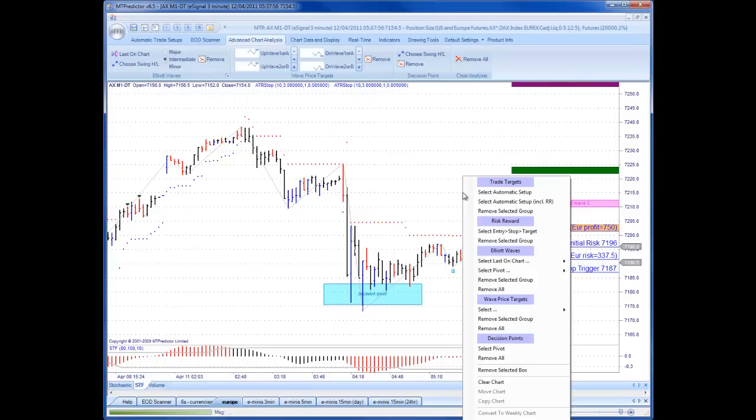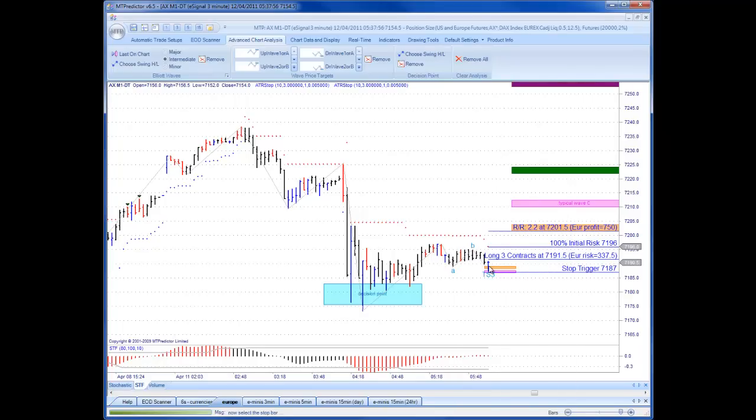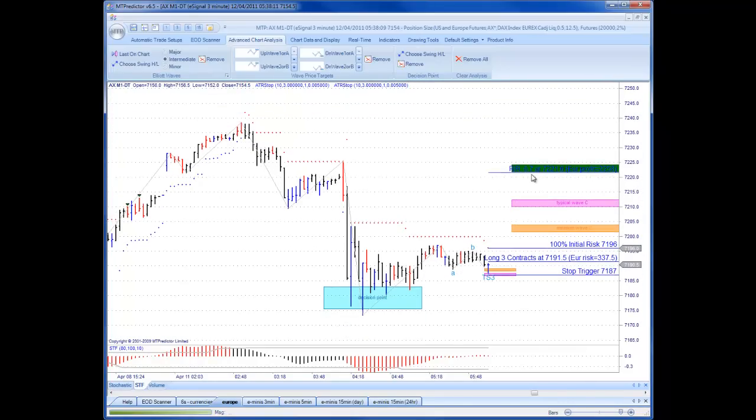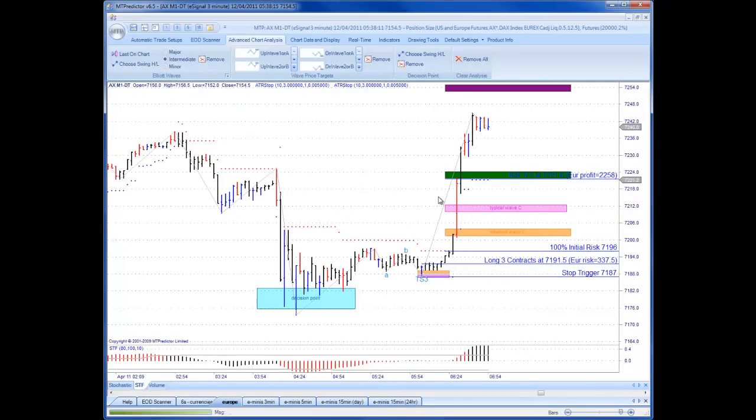We don't play for the first target, we play for at least this target here, which is the typical wave 3 WPT. If I zoom out a bit, you can see it's the typical wave 3 WPT and a potential 6.7R. So this is the target we play for. If I zoom the chart out, you can see we actually went straight through that target.